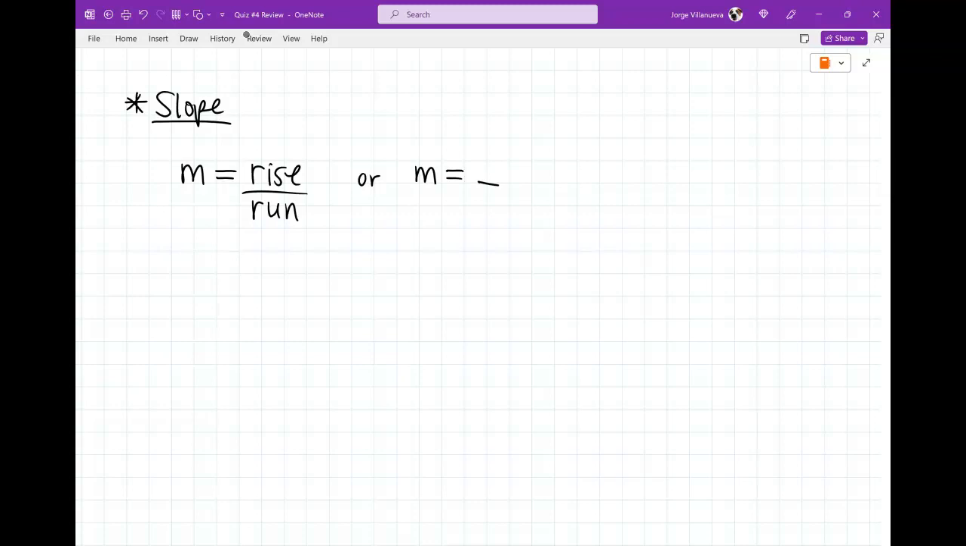Okay? Or, slope can be thought of as negative fall over run. If you go down, make sure you make it negative. Okay? If you're going down, it's negative. If you're going up, it's positive. Okay?